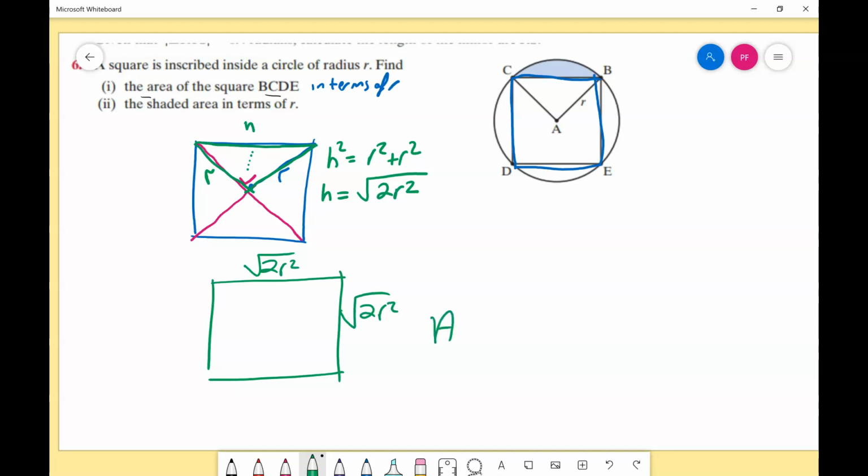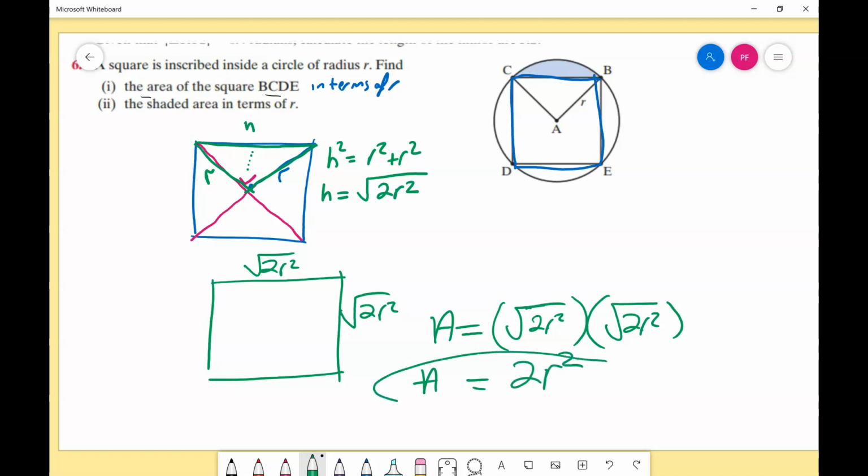So the area of my square is length by width, root 2r squared multiplied by root 2r squared. Okay, and that's just going to give me 2r squared.